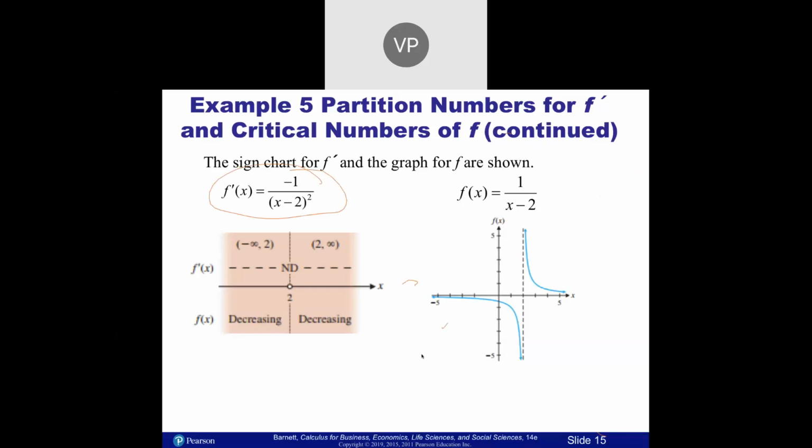And you see I get a negative. Plug in another point on the right side, 3. When I plug it into here, that also comes out to be a negative. So that tells me my graph is decreasing on the left of 2, it's decreasing on the right of 2.